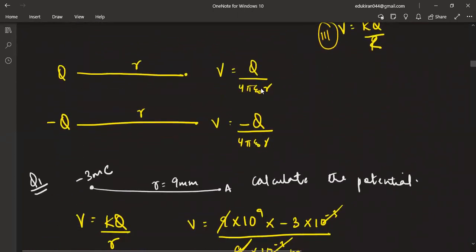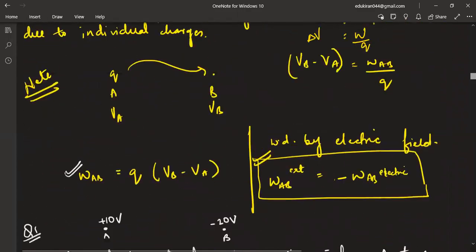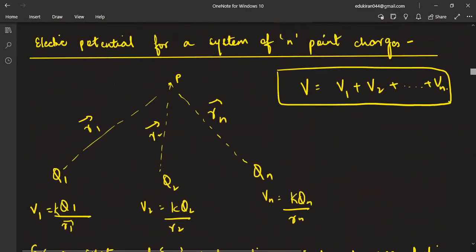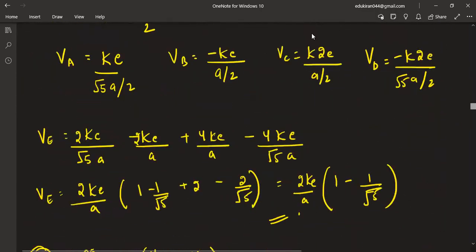Again, same thing. Minus for negative, plus for positive. KQ by R is your general formula. Superposition principle is also nothing here. You just have to algebraically add all the charges and nothing else is important here.